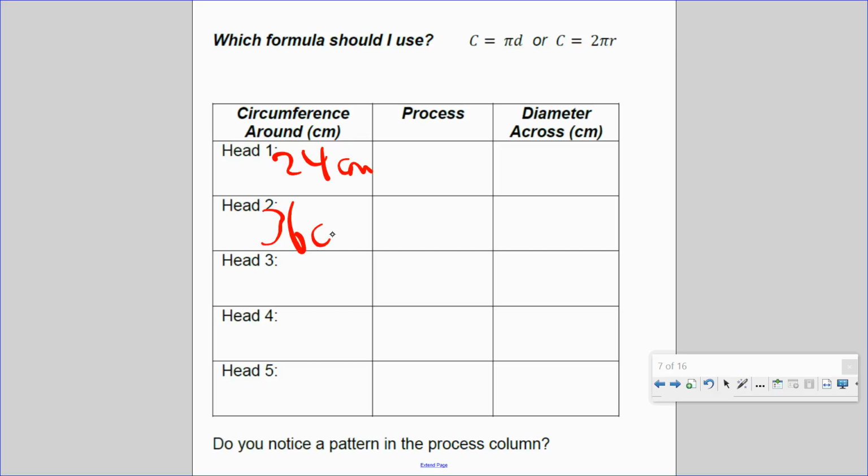So let's imagine that the circumference of someone's head is about, let's say, 24 centimeters, and another person's is 36 centimeters. So now, how would we find the diameter across? Here's the circumference. We want to find across.